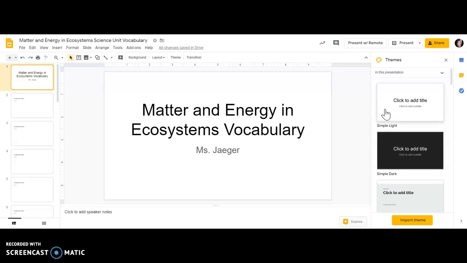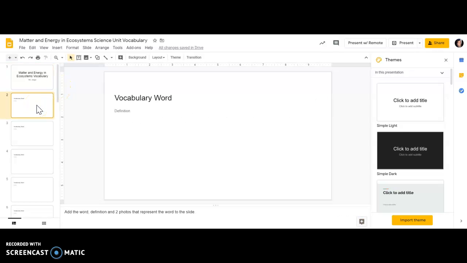Just think about your notebook. You can color code the words in your notebook so that they're easier for you to find, but it needs to be organized in a way that you can find what you're looking for and that it's not hard to read. So this next slide is technically slide 2, but it's going to be your first word. You can see here it says vocabulary word and it says definition. And then down here there are some other directions. It says add the word, definition, and 2 photos that represent the word to the slide.